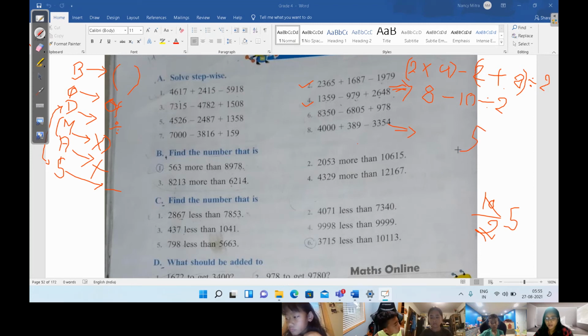So now you have 5 minus 8. Tell me, what is the answer if we subtract 8 from 5? It becomes what? Minus 3. Yes, so that is the answer. That's it.